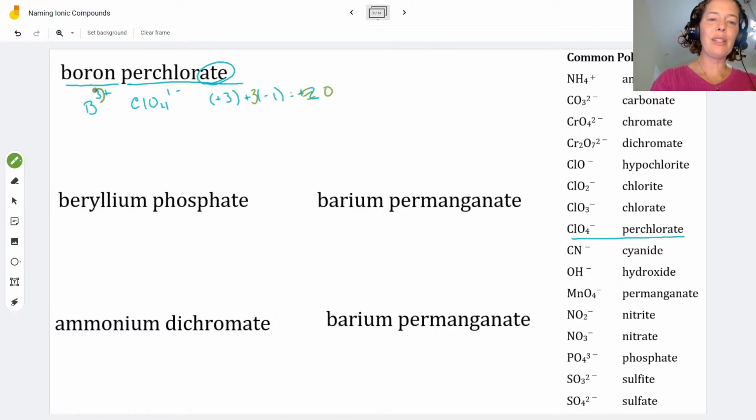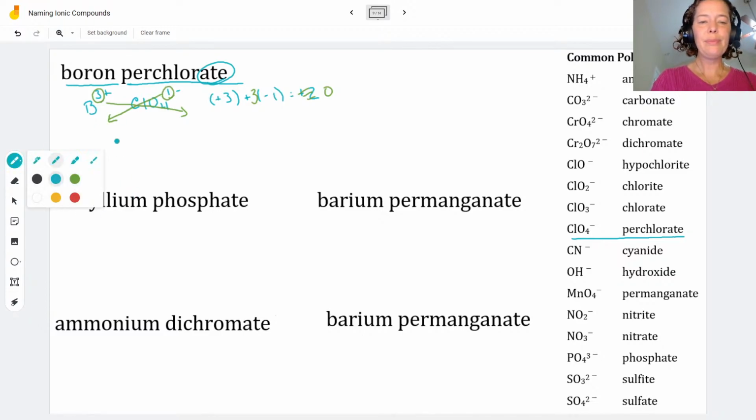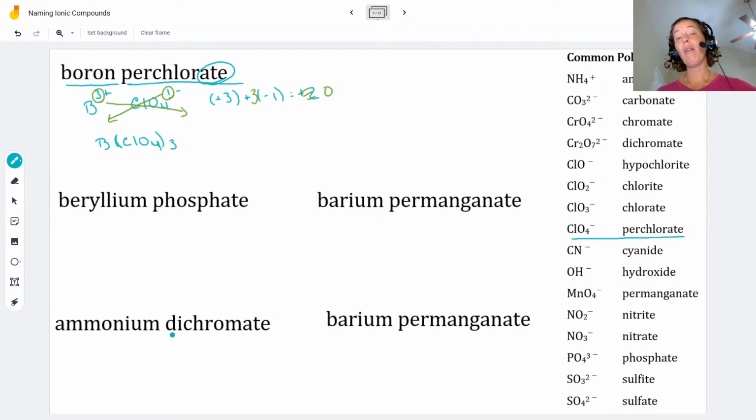Again, crisscross. Your 3 comes down to your perchlorate and your 1 goes down to your boron. And we get B(ClO4)3. And again, use those parentheses anytime you need a multiplier on your polyatomic ions. On to the next one.